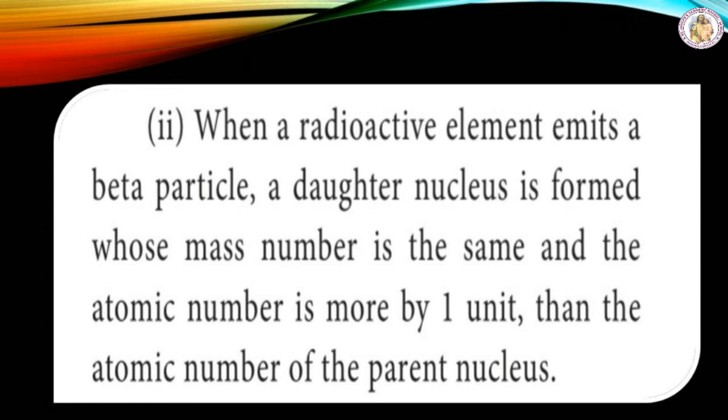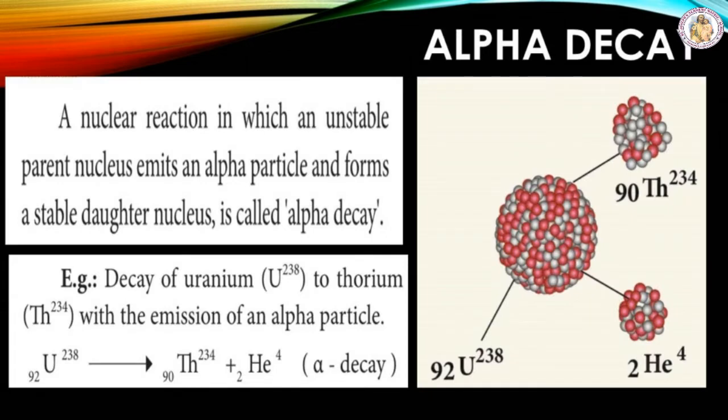But the atomic number is more by 1 unit. There will be a change in the atomic number, that is more by 1 unit than the atomic number of the parent nucleus. This is the second law of radioactive displacement. Let's see alpha decay, beta decay and gamma decay.